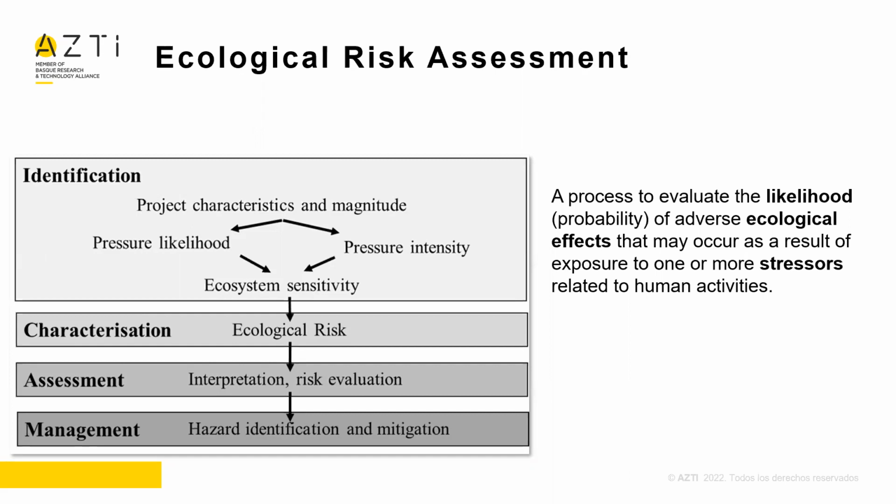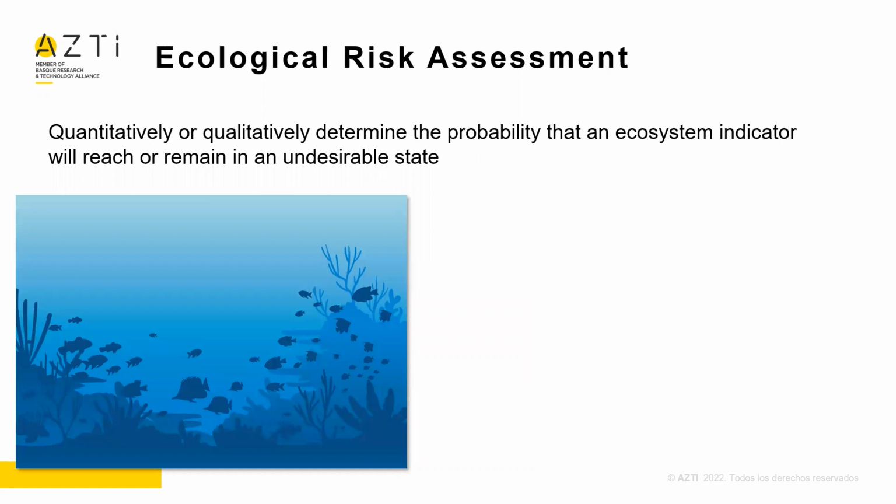Based on that, and based on the assessment of the ecological risks and the interpretation and the evaluation, the final aim of this process is the identification of hazards for the adoption of mitigation measures to reduce or avoid such environmental risks. So the final objective of the ecological risk assessment is to quantitatively or qualitatively determine the probability that an ecosystem indicator will reach or remain in an undesirable state.